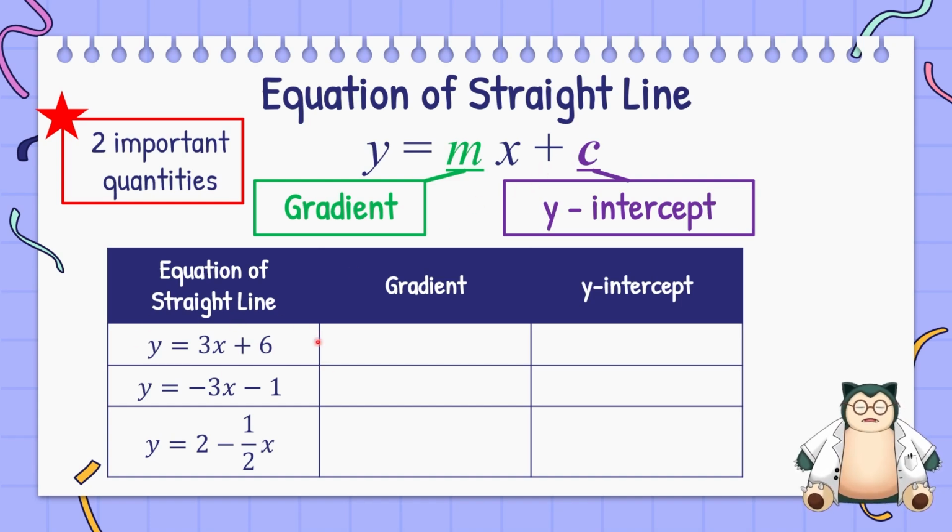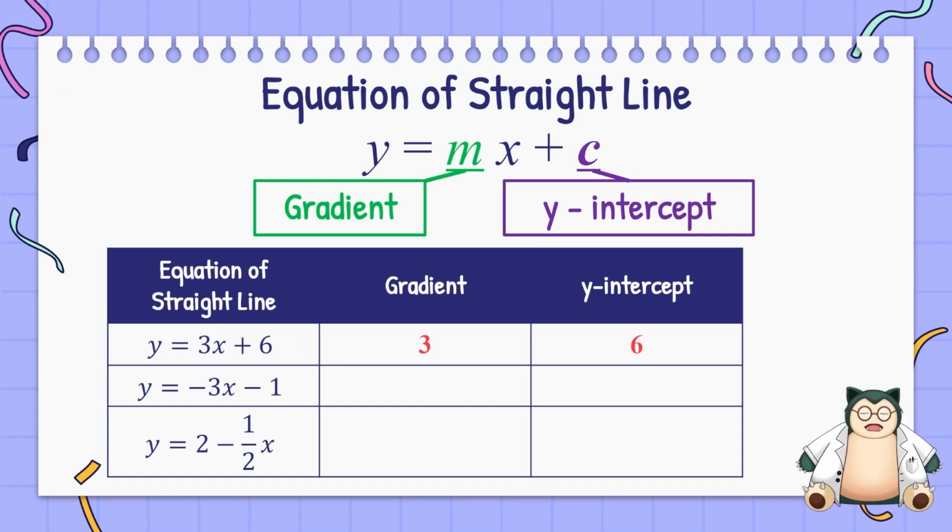Let's take a look at the first example over here. We know that from the first example, the value that is multiplied to x is 3. So the coefficient of x is just 3, which gives you the value of our gradient, m. And the y-intercept is basically the number that is added or subtracted at the end. In this case, it's just +6, because you add 6, so you have a y-intercept of +6.